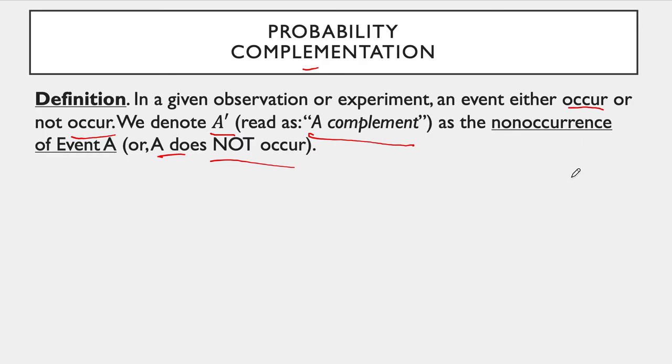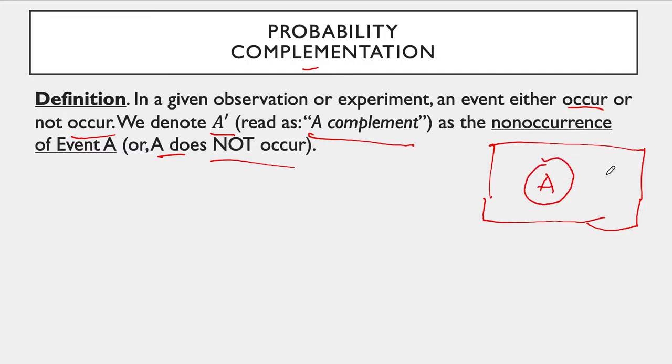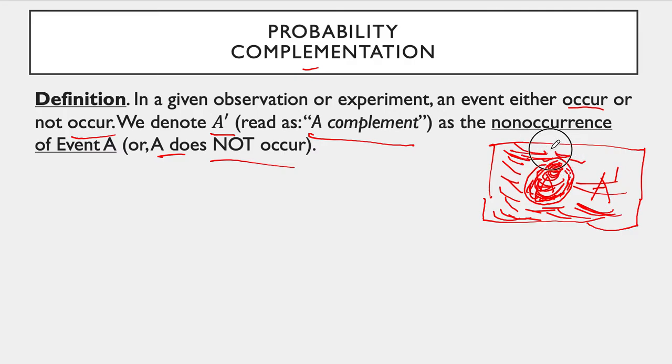So imagine a Venn diagram where the whole area of the square is 1, or 100%. We denote an event to be a circle in this Venn diagram, and A complement will be here. If I shade A alone, only the circle A will be shaded. If I shade A complement alone, everything outside of A will be shaded.